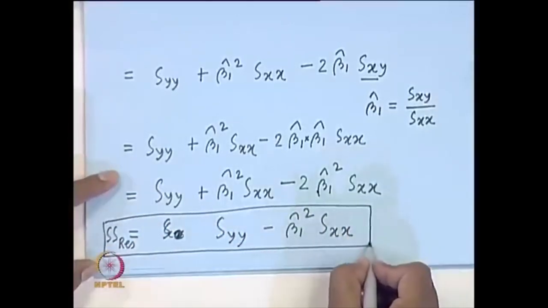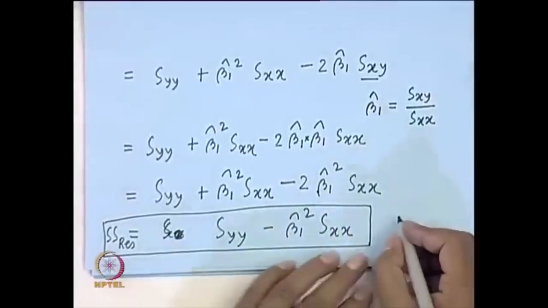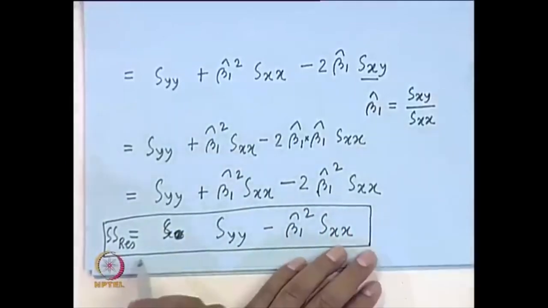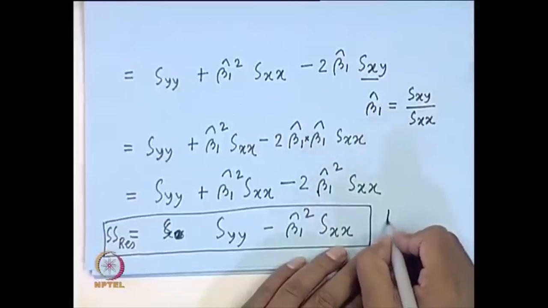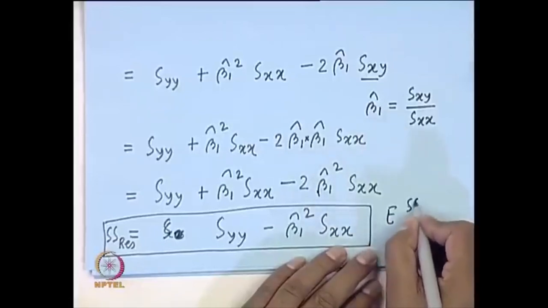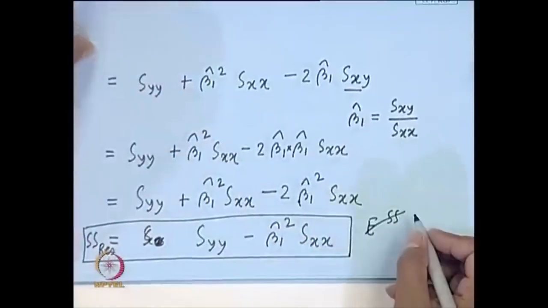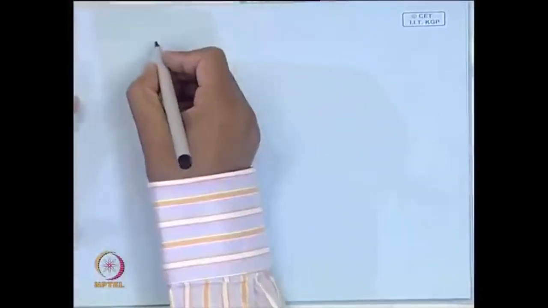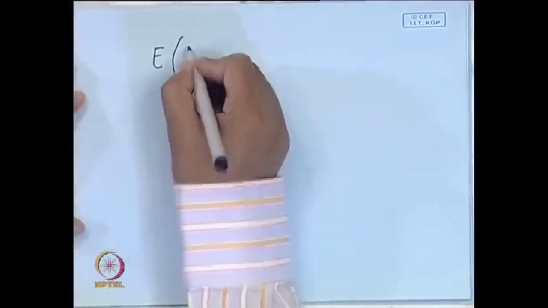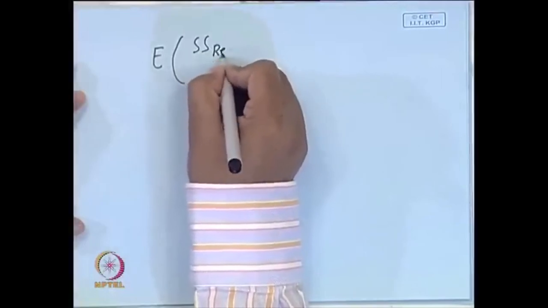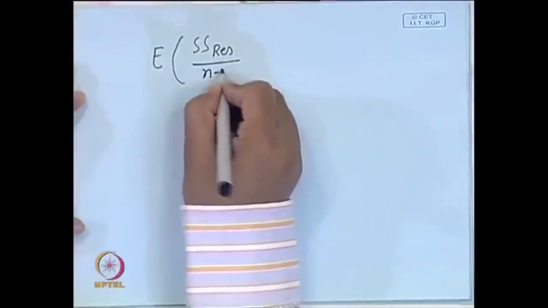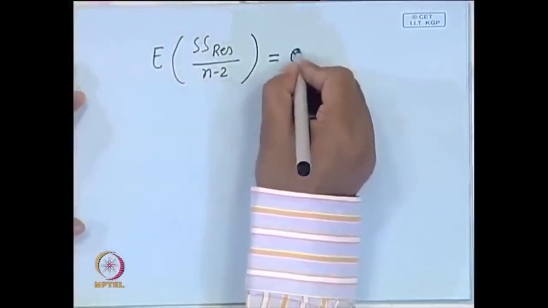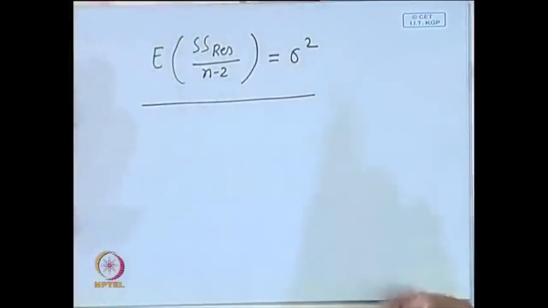We are going to use this one in the next class, because we need to find the expected value of this one to prove that the expectation of SS residual by n minus 2 is equal to sigma square. Well, so we will continue in the next class. Thank you.